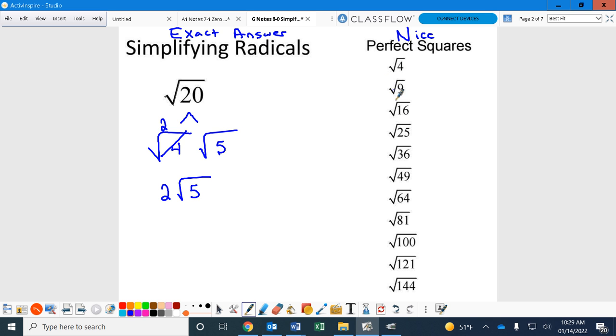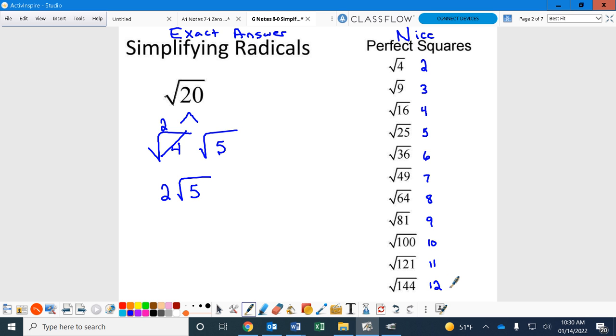Here's the list of the first ones. Okay? 4, 9, 16, 25, all these. Because watch. What's the square root of 4? 2. What's the square root of 9? You should see a pattern here. What's the square root of 16? 4 times 4 gives you 16. And then the square root of 25 would be 5, because 5 times 5 is 25, and etc., etc. It goes 6, 7, 8, 9, 10, 11, and 12.